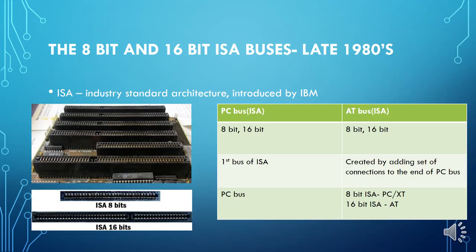So there are two types of bus here, ISA 8 bits and ISA 16 bits. The long one is ISA 16 bit and the small one is ISA 8 bits. The first bus of ISA, the PC bus, was the first bus of ISA, while the AT bus was created by adding a set of connections to the end of the PC bus. Means it was nothing but adding some connections at the end of the PC bus, which was the first bus, and then the AT bus was made.